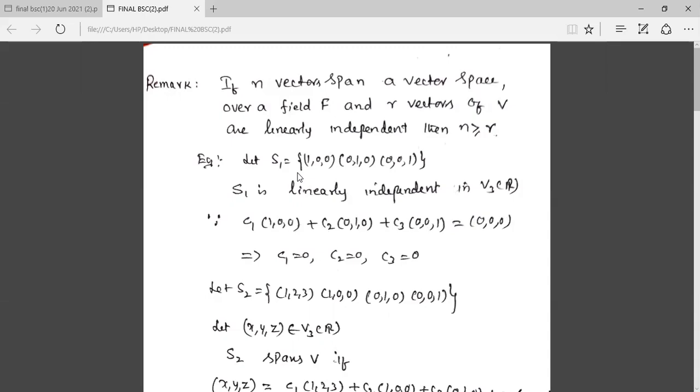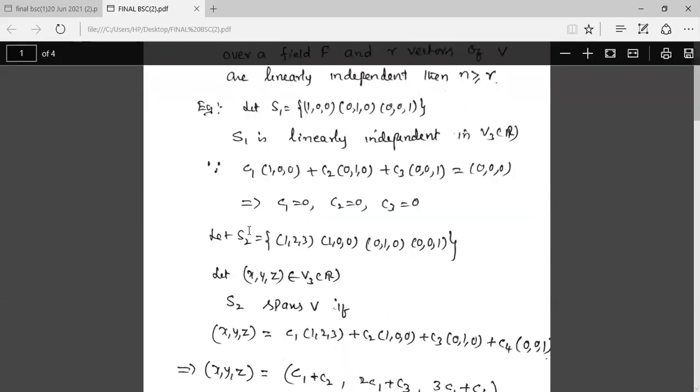How many vectors are linearly independent now? How many vectors are there in S1? There are 3 vectors. So 3 vectors are linearly independent. Next, we shall take S2 equals (1,2,3), (1,0,0), (0,1,0), (0,0,1).